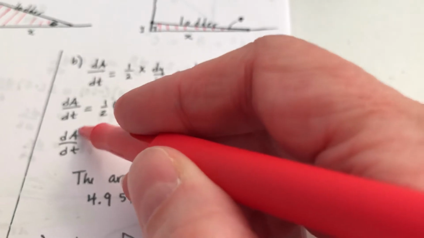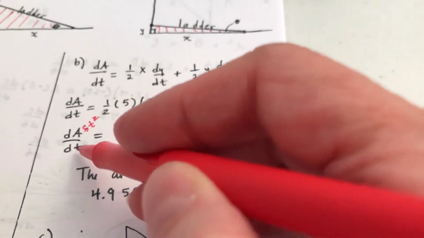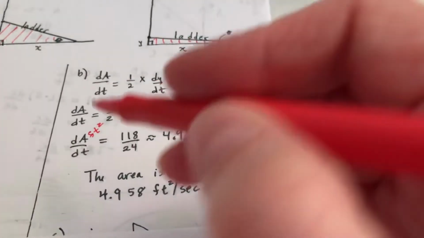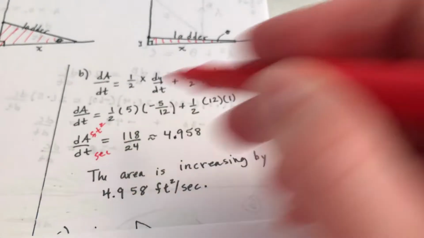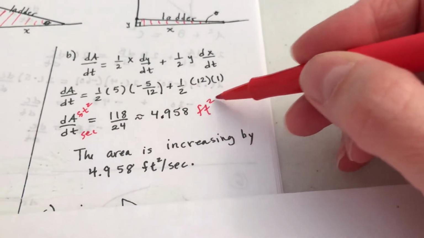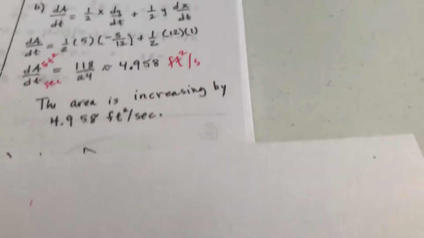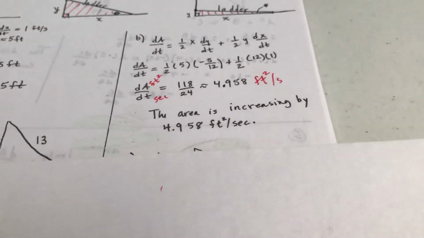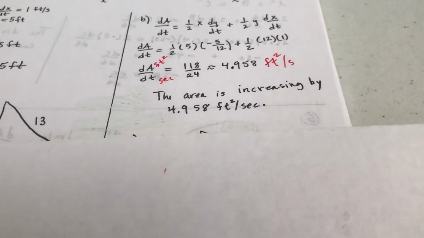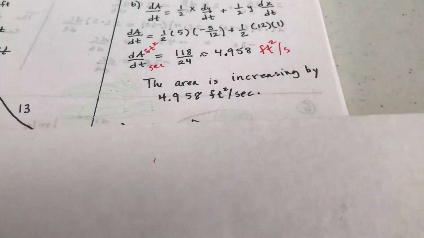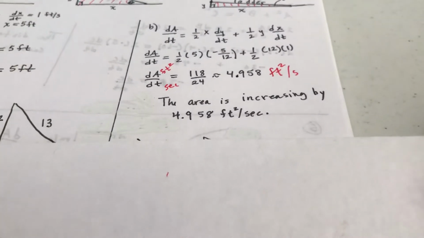A is in square feet, that's area, and t is in seconds. So this is square feet per second. And so I can conclude that the area is increasing by 4.958 square feet per second. And while I'm at it, I'm going to go ahead and do C.